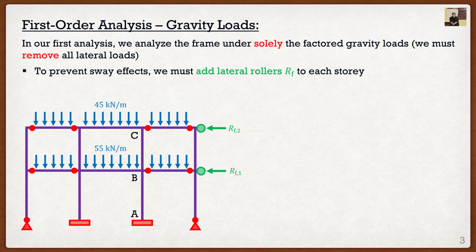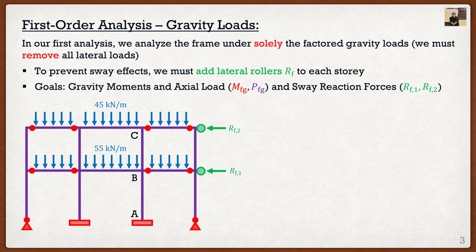Now this is going to be important because when we look at the goals of this analysis, we basically want two different things. We want the gravity moment and axial load, which are MFG and PFG. But the second thing that we have to consider is what these reaction forces to the rollers that we just put on our structure are going to be. So as we can see, RF1 and RF2, whenever we determine them, we're actually going to have to write them down because they are going to be used in our second analysis when it comes to translational loads.